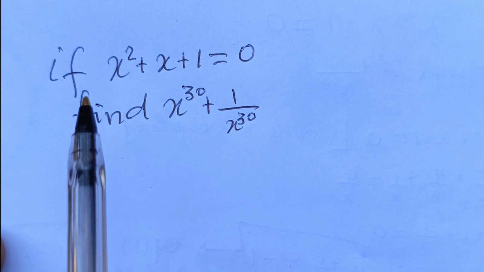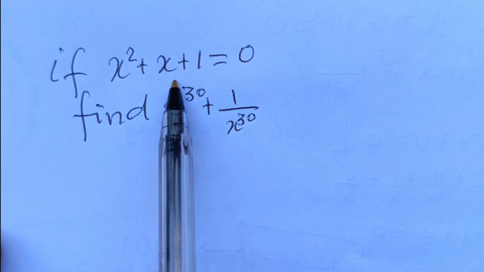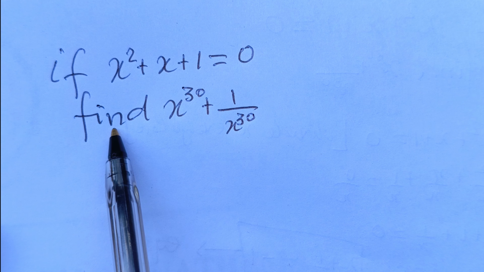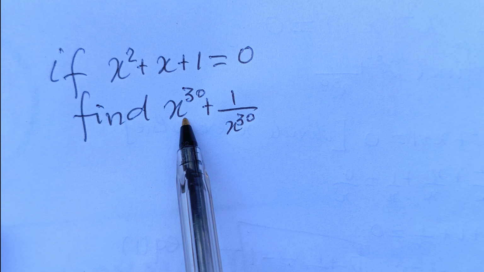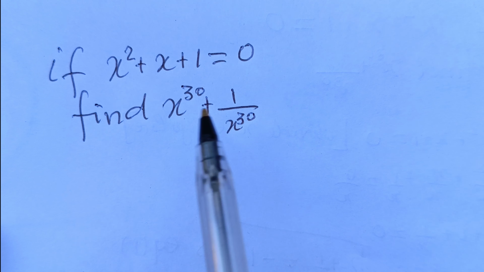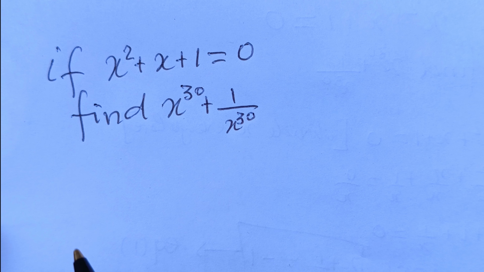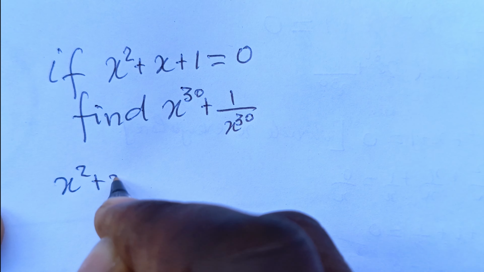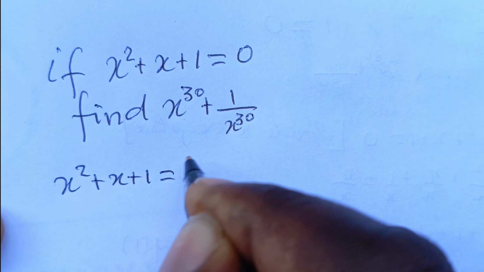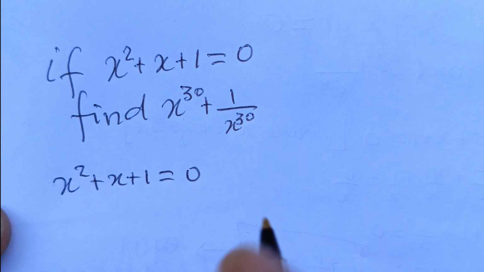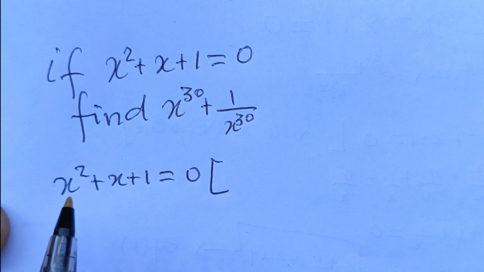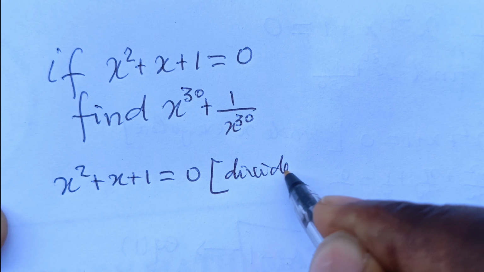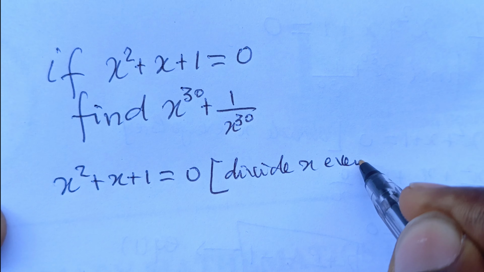We have, if x squared plus x plus 1 is 0, find x to the power of 30 plus 1 over x to the power of 30. To start, I'll be starting from x squared plus x plus 1, which is 0. To do this, I want to divide everywhere by x. Let's divide x everywhere.